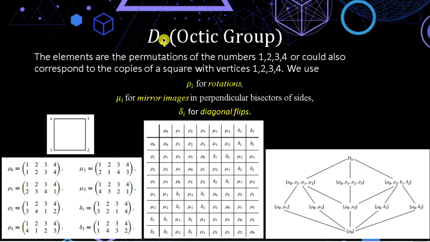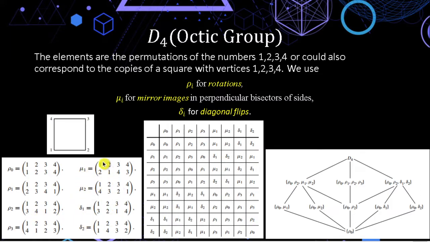Of course, if we are working with, say, a pentagon, a 5-sided regular polygon, then we get 5 rotations. The identity element is 1, 2, 3, 4, 5, and so on until rho sub 4. So that we have 5 rotations in all.